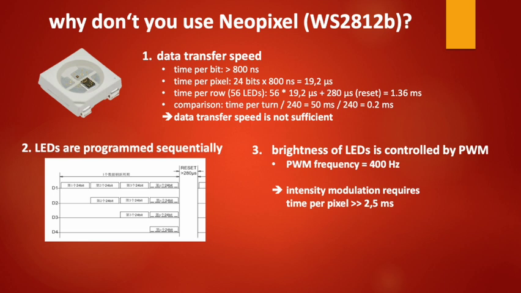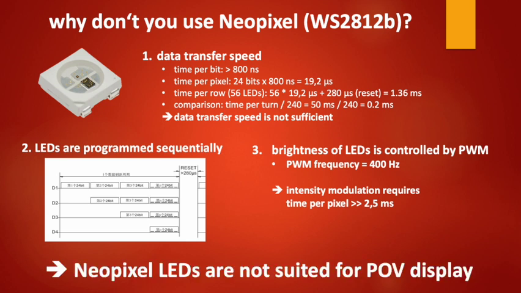And finally, controlling the brightness of the LEDs. As mentioned earlier, this is done with pulse width modulation. The frequency of the modulation is 400 Hertz, which is far too slow given the fast rotation of the disk. So I have to conclude that the NeoPixel LED is not suitable for a rotating display.